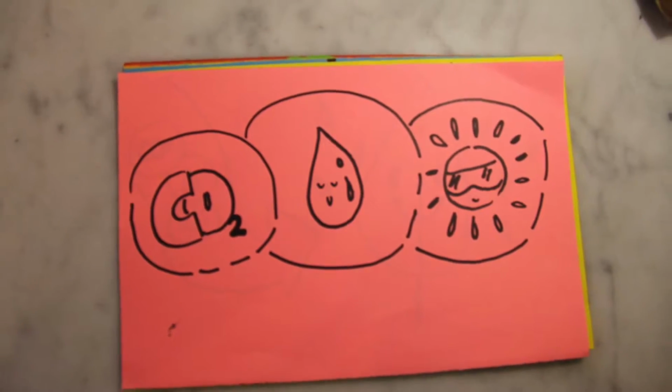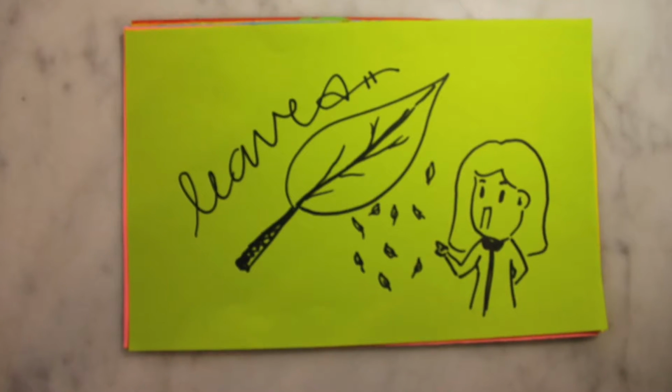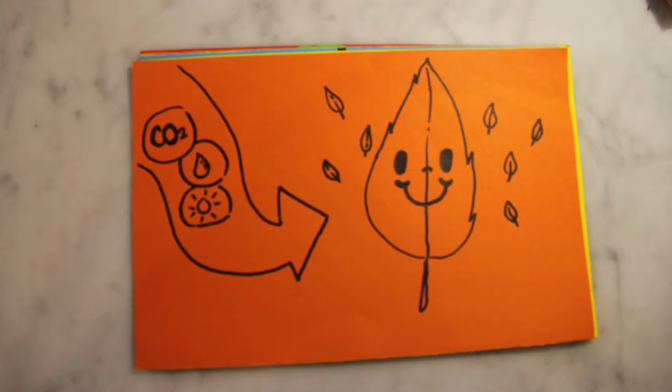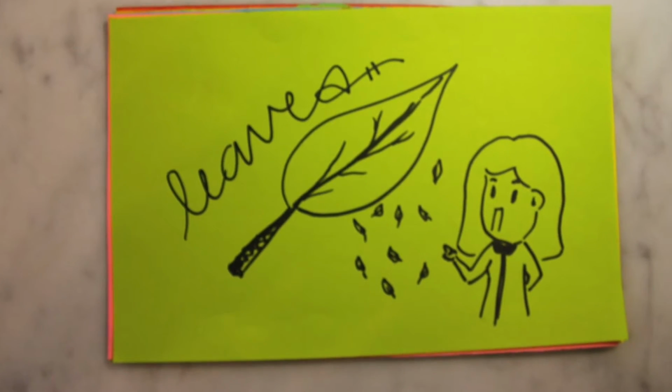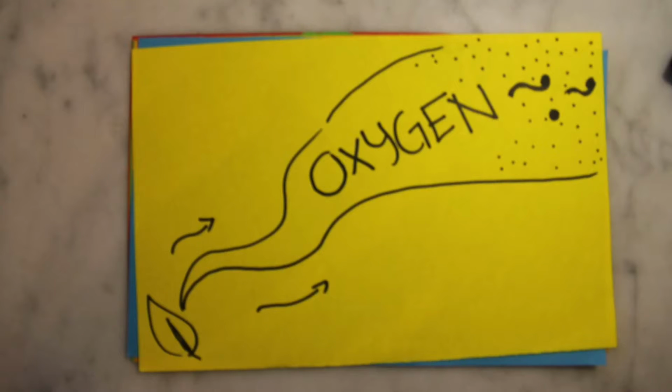In plants, photosynthesis occurs mainly within the leaves. Since photosynthesis requires carbon dioxide, water, and sunlight, all of these substances must be obtained by or transported to the leaves. Carbon dioxide is obtained through tiny pores in plant leaves called stomata. Oxygen is also released through the stomata.